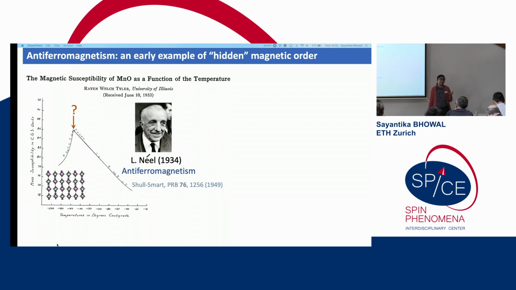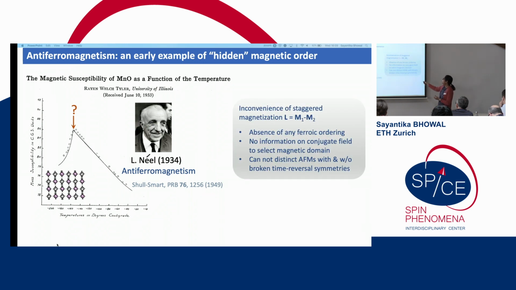So finding hidden magnetic order is always of fundamental interest in condensed matter systems, and probably historically the first example of such hidden magnetic order is the antiferromagnetic order proposed by Néel to explain this cusp in the magnetic susceptibility of manganese oxide. Now, to describe antiferromagnetism, very often we use staggered magnetization, which is just the difference between sublattice magnetization.